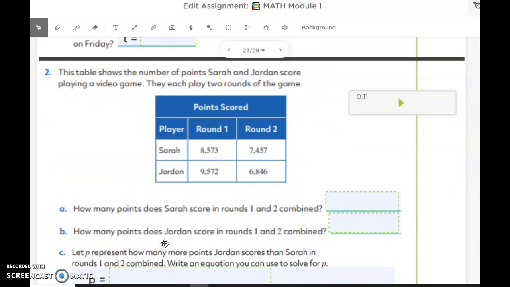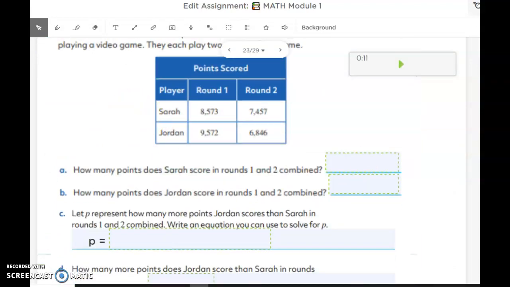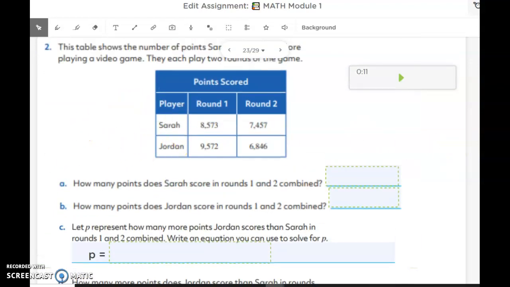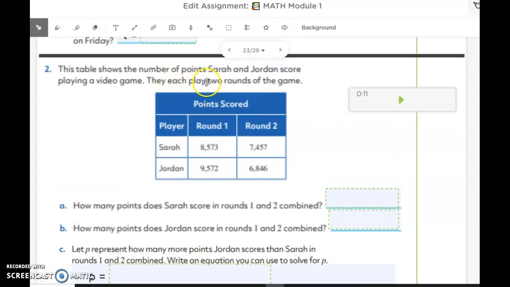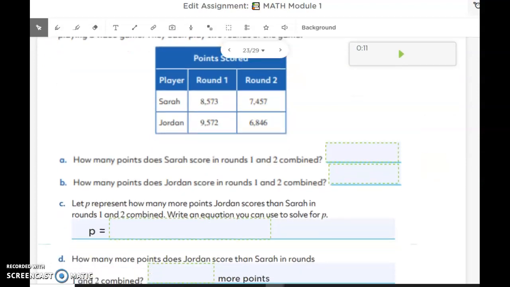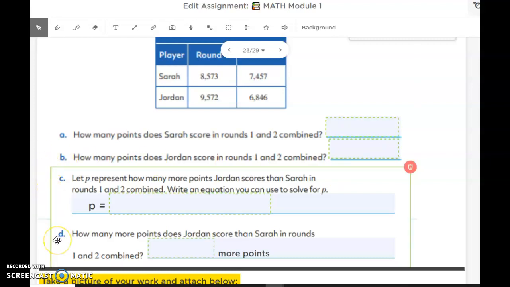Number 2, same thing. We have a question. Okay. It says the table shows the number of points Sarah and Jordan score playing a video game. They each play 2 rounds of the game. This chart is where we're getting our information. We can see that Sarah and Jordan, and then there's round 1 scores, round 2 scores. Just like above, you have A, B, C, and D. Again, part C is you're just writing the equation, and D is where you're putting the answer to that equation.